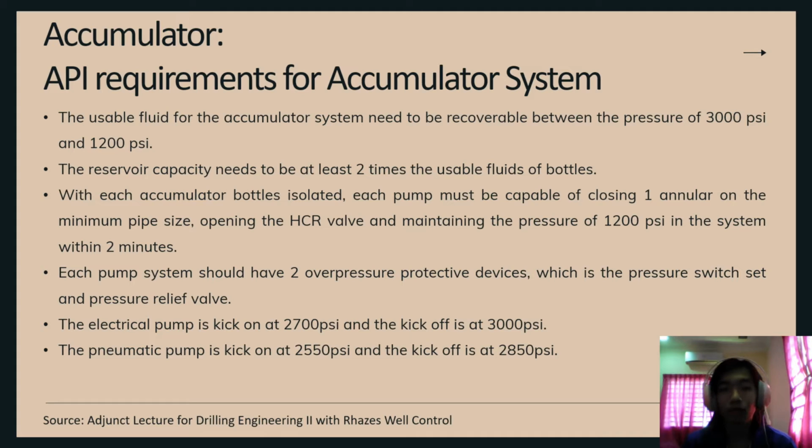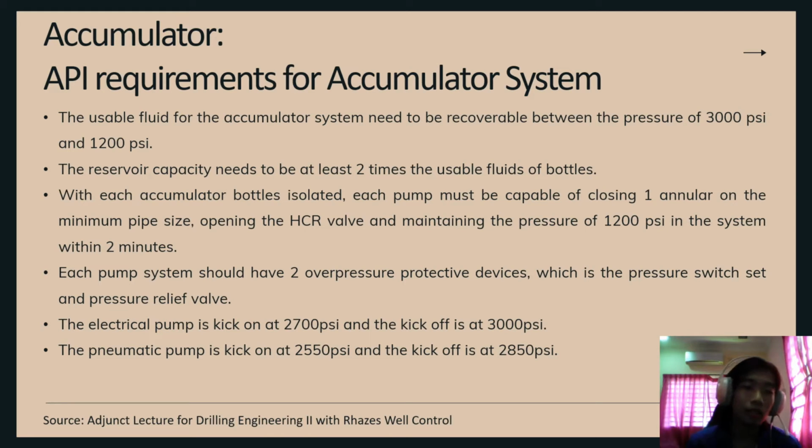Now, the usable fluids for the accumulator system need to be recoverable between the pressure of 3000 and 1200 psi. The reservoir capacity needs to be at least 2 times the usable fluids of the bottles. Now, with each of the accumulator bottles, the pump must be capable of closing one annulus on the minimum pipe size, opening the HCR valve, and maintaining the pressure of 1200 psi in the system within 2 minutes.